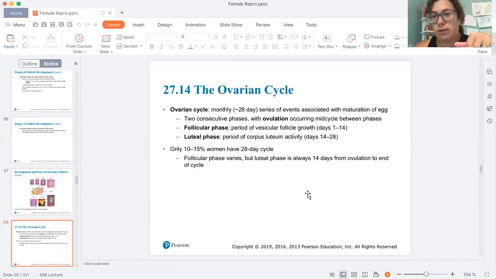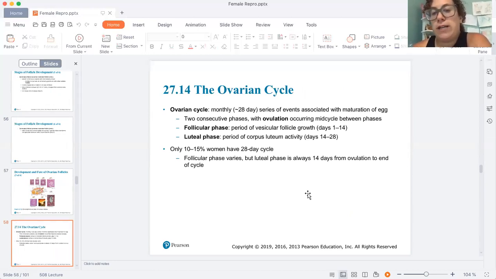So in a nutshell, I want you to know about that. And then the ovarian cycle is basically like the menstrual cycle, but the ovarian cycle is 28 days long, and there are 2 phases of it, and it coincides with the menstrual cycle, okay?